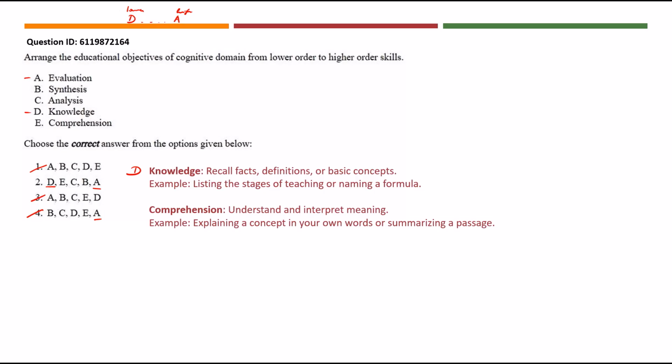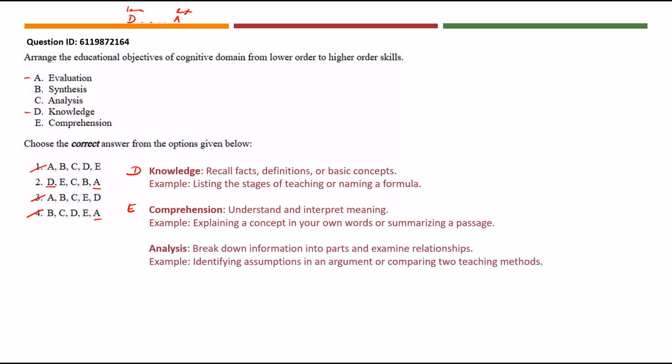The next skill will be comprehension. This is about understanding and interpreting the meaning. This will be E. Example, you can take it as explaining a concept in your own words or summarizing a passage. Only when you understand the meaning, you can produce it in your own words.